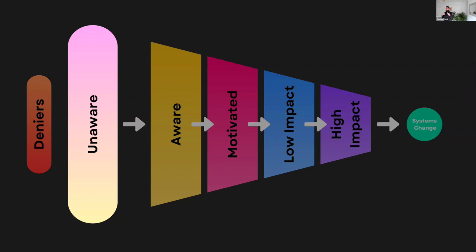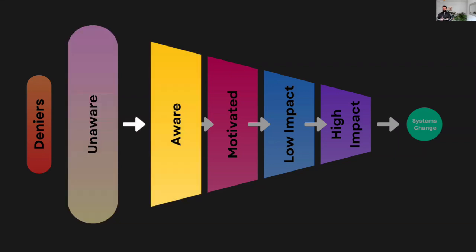When people become aware at a personal level, they enter the funnel. People who are aware but not motivated typically have doubts and questions, see climate change as a distant issue, or it is simply not high up in their priority list because they're busy.